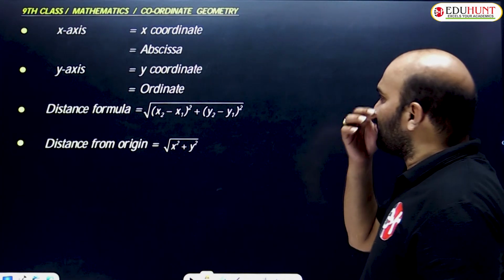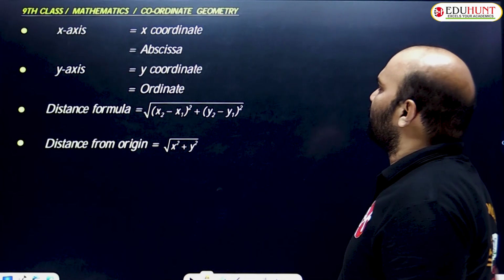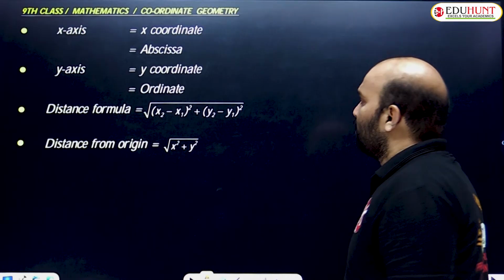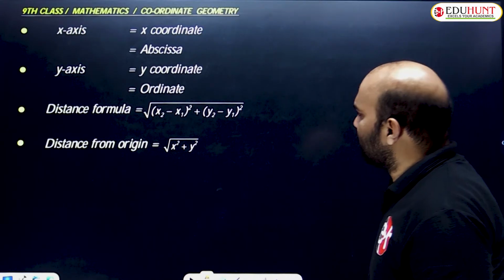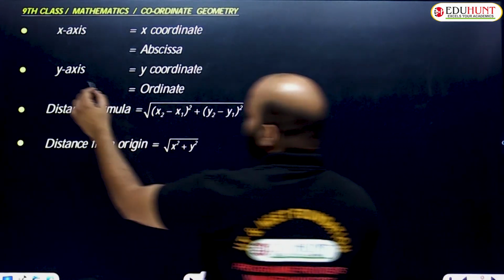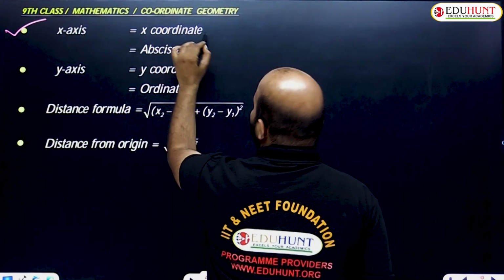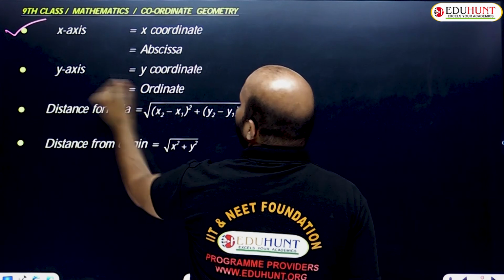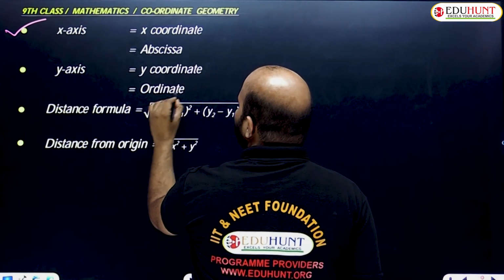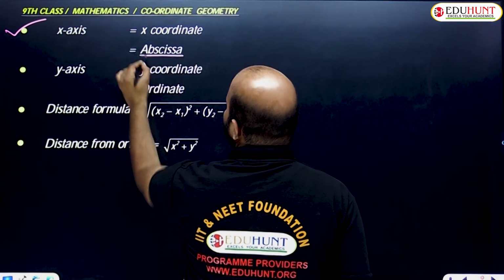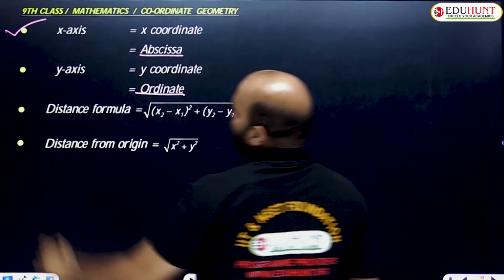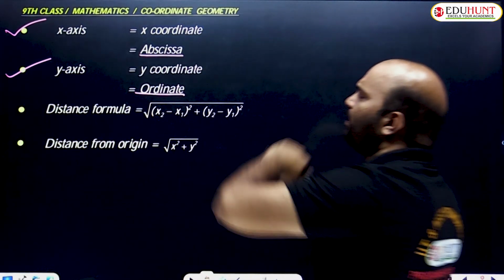So next point, on the x-axis, the x coordinate is called the abscissa. On the y-axis, the y coordinate is called the ordinate. Clearly we need to understand. What I have given here: the x coordinate is also called abscissa, and the y coordinate is called ordinate. These are very important words, x coordinates and y coordinates.